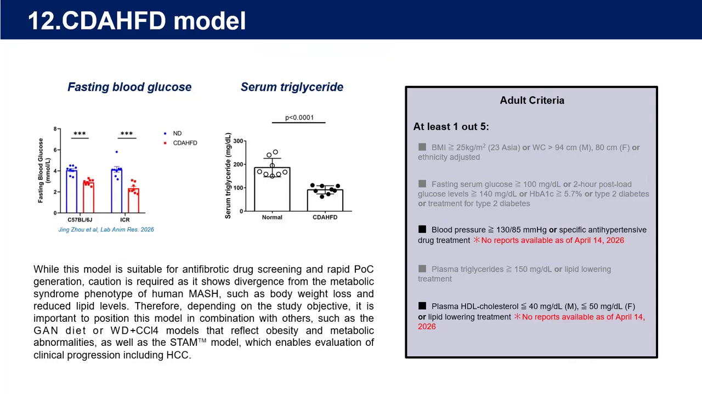Therefore, it's important to use a CDI-HIFA diet model with a clearly defined purpose, specifically as a model for evaluating fibrosis. For the evaluation of metabolic drugs or translational validation, this model alone is insufficient. Its use must be combined with other models. By limiting its application in this way, it becomes a highly useful model.